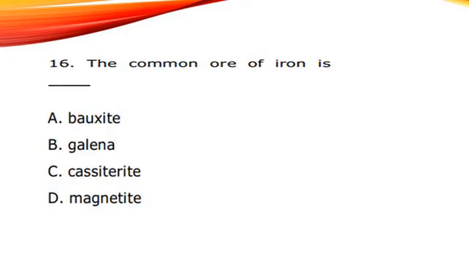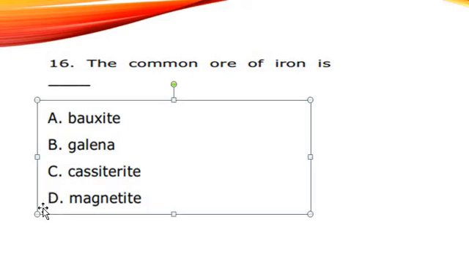Next is question 16, which says the common ore of iron is A. Bauxites, B. Galena, C. Cassiterite, and D. Magnetite. The answer is D. Magnetite is the most abundant ore of iron available.